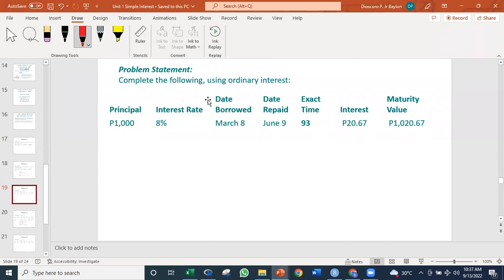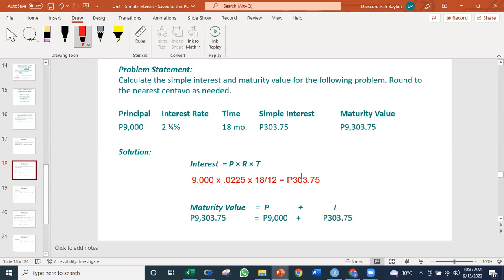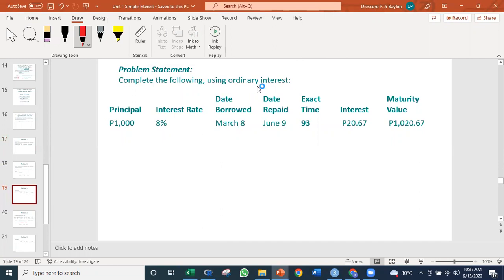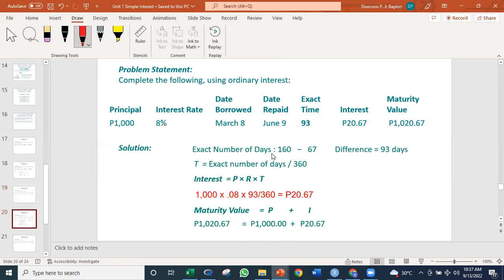All right. How about this? Okay, this is just an example. How about this? Complete the following using ordinary interest. So principal, interest rate. This is just another example. Let me just flash answers because I know you can easily solve this. The principal, interest rate, date borrowed, date repaid.